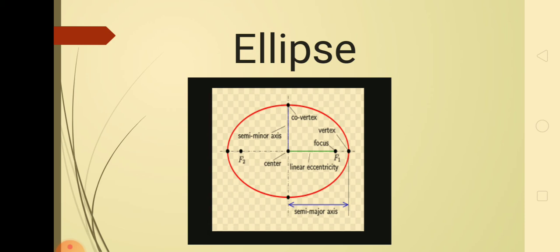Look at this figure. x, y are the coordinates of the center point. Then start and end are the starting and ending angles of the ellipse. Look at this figure: F1, F2, then center, semi-minor axis, linear eccentricity, then focus, vertex, co-vertex and semi-major axis. This is how the ellipse works.